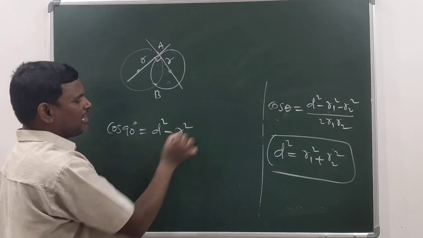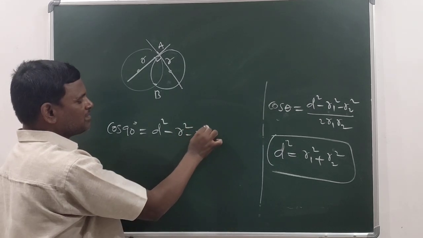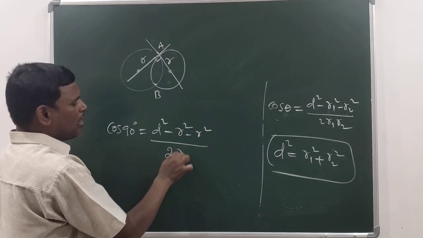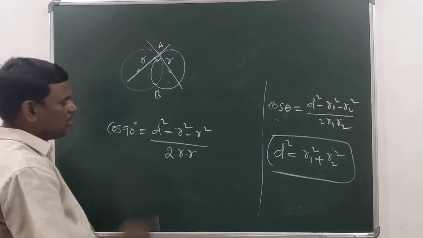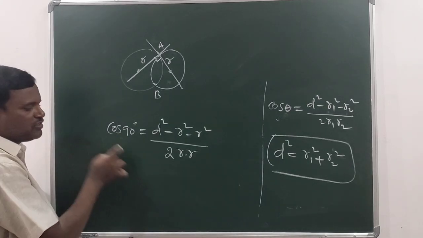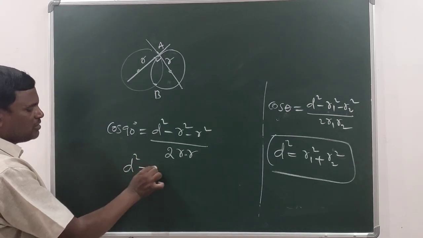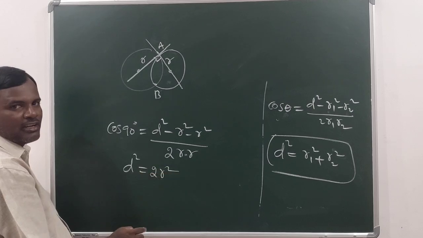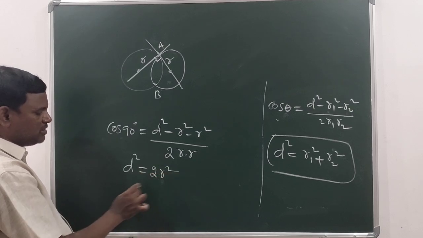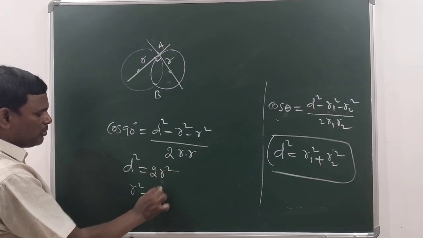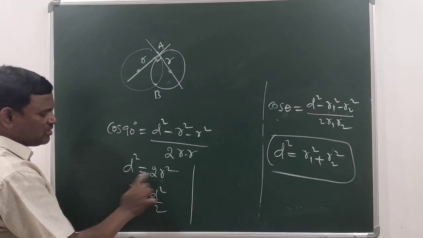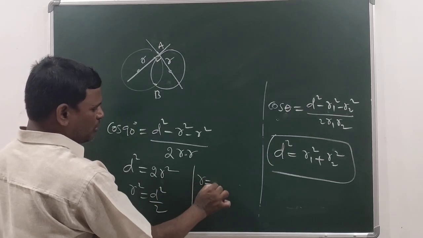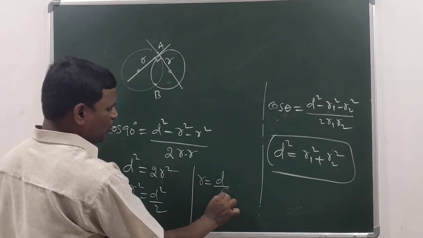Let us say that the equal radius is r. R square minus r square by 2r into r. Now cos 90 is 0, bring it to the left side. Now d square is equal to 2r square. Now if you want to make r the subject, r square is equal to d square by 2. Now transfer the square to the right side so that you will get r equal to d by root 2.